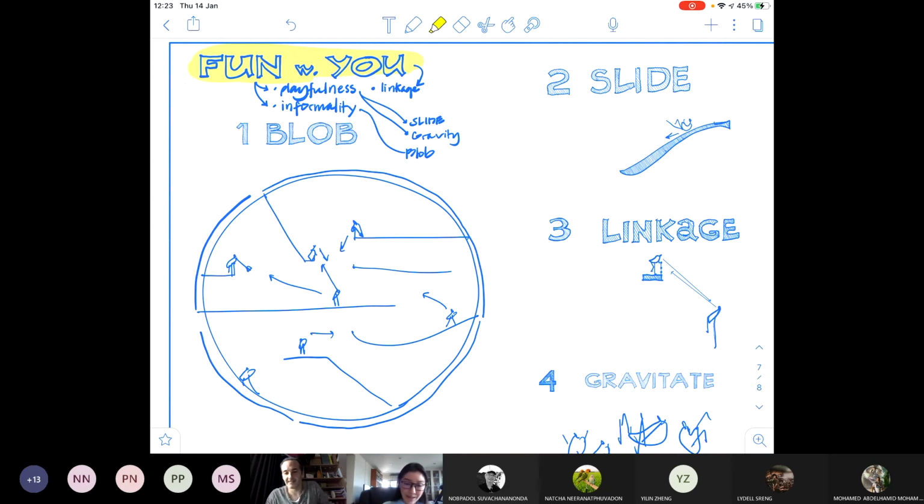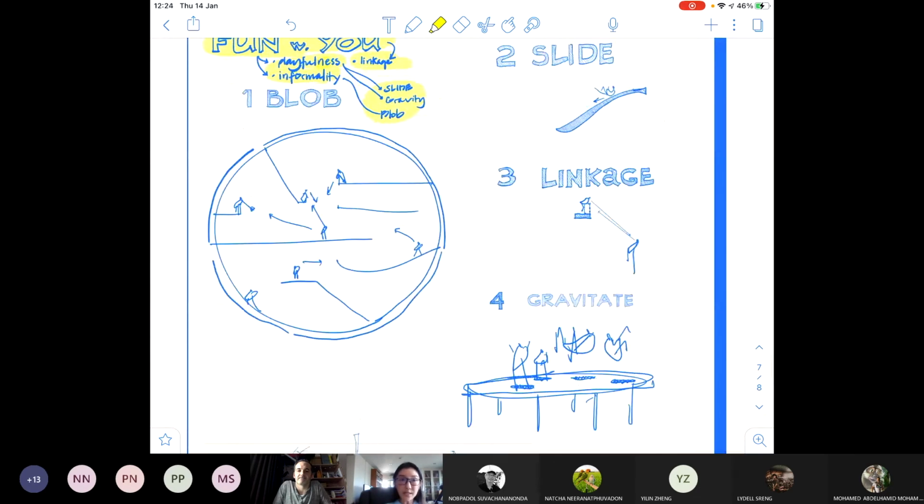Yes, playfulness and linkage, probably. Fun I translate to playfulness and informality, and then you I translate into linkage. Probably I end the tertiary of the linkage as you, as a linkage. And I also translated next to the tertiary, the third step of the color, which is slide, gravity, and blob. And I elaborated onto the idea of blob by this diagram.